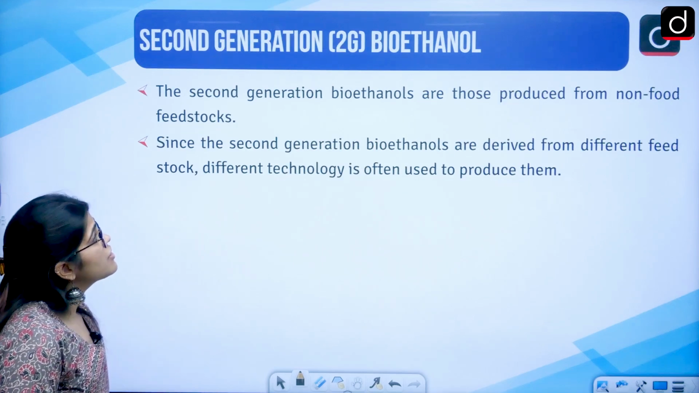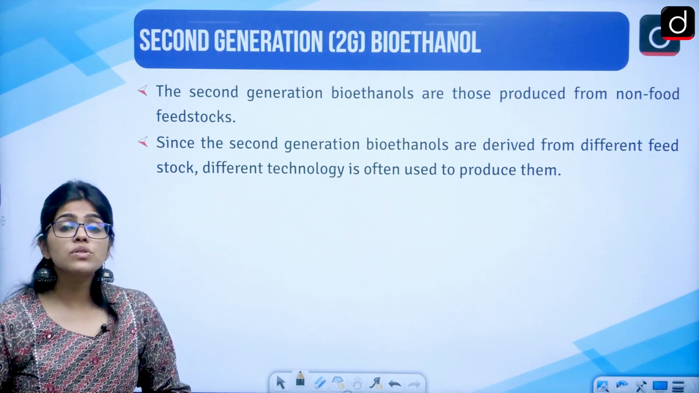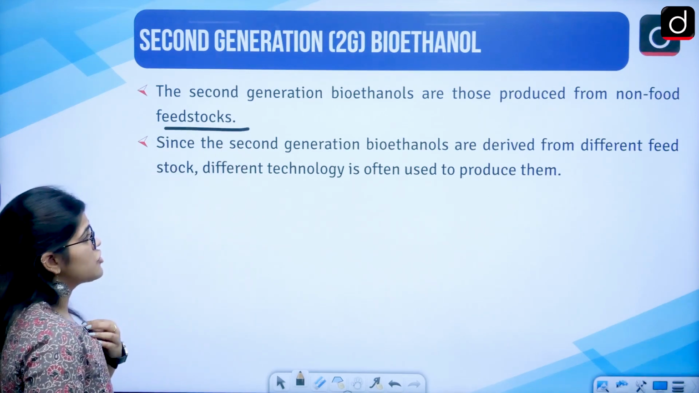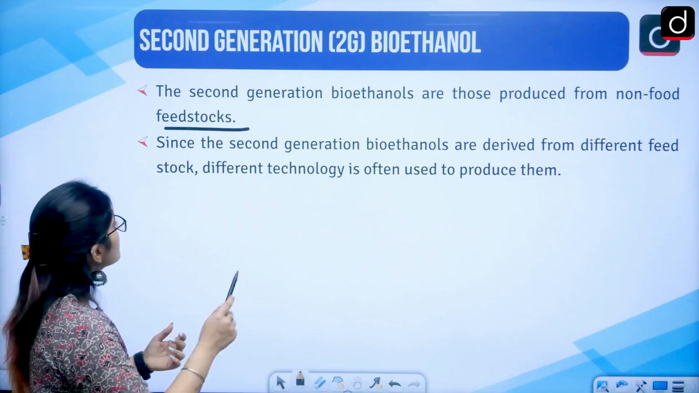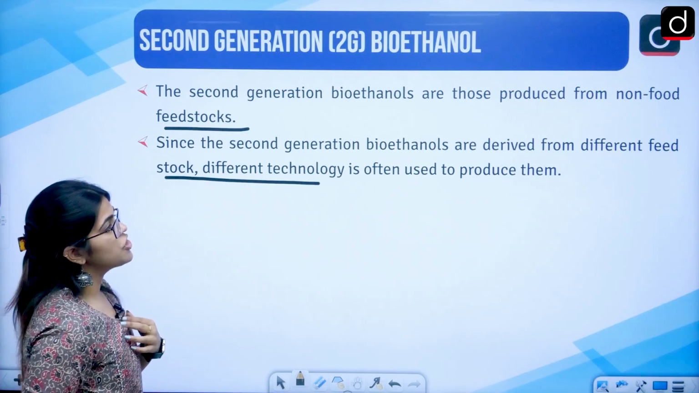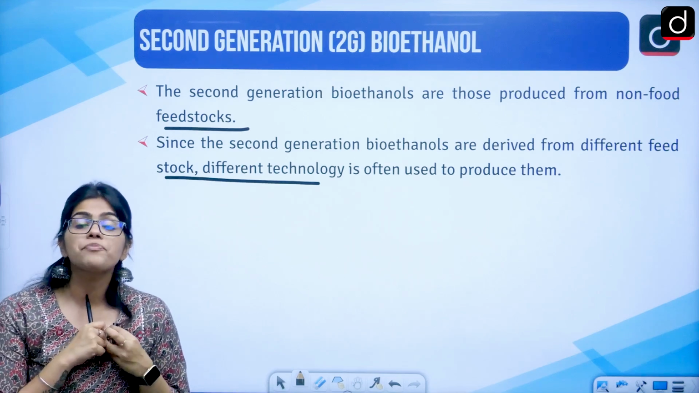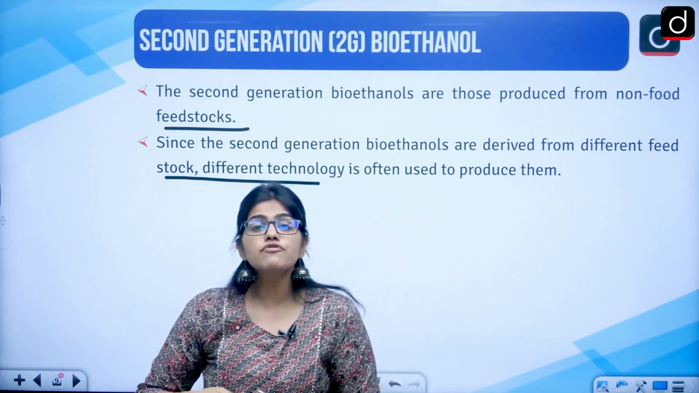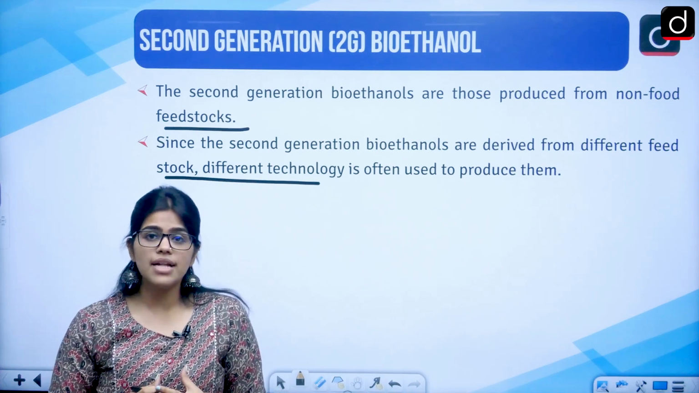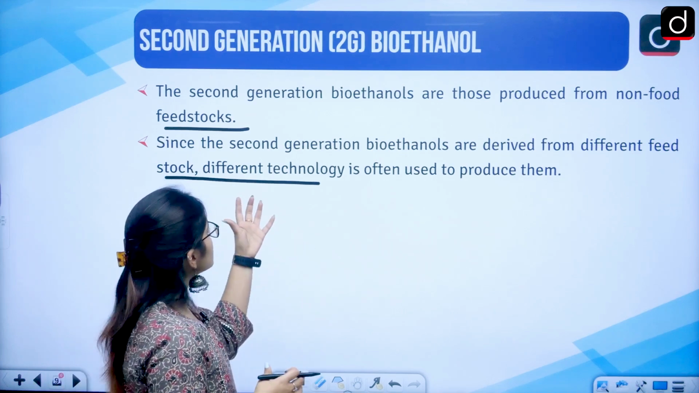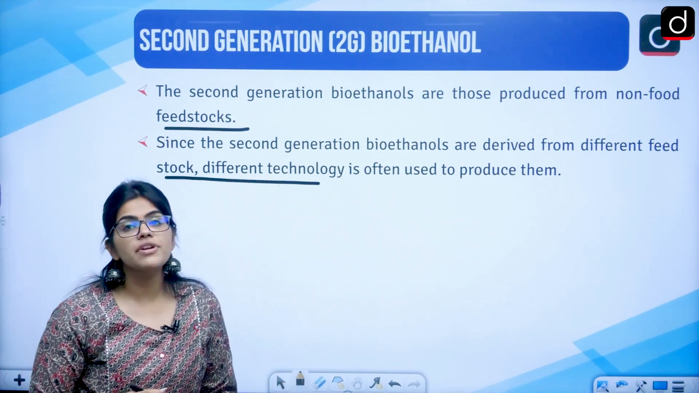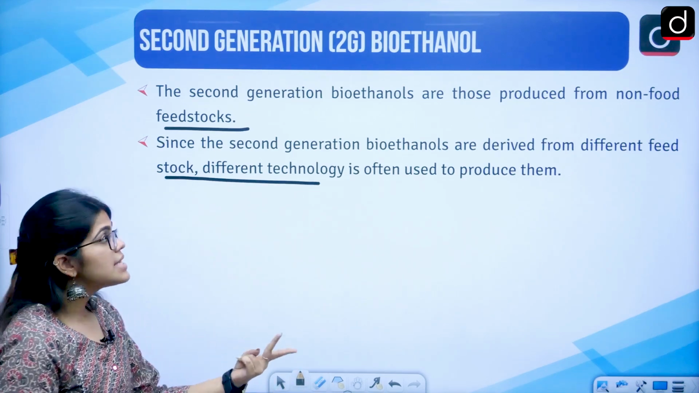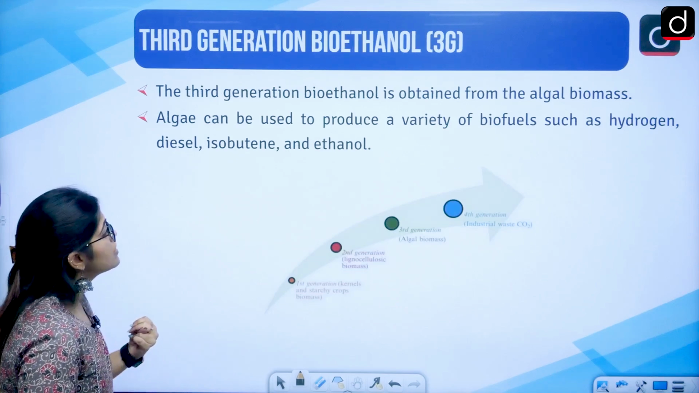Then the second generation bioethanols are those produced from non-food feedstocks. Since the second generation bioethanols are derived from different feedstock, different technology is often used to produce them. These are not produced from food stock, but from the remaining organic substances that are left, right? So these are derived from different feedstocks that are not directly used for consumption. They are called the second generation bioethanols.